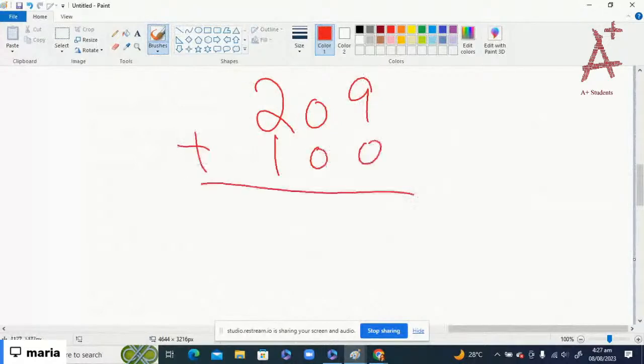Here is the second answer, 209 with 100. Okay, add it. 9 plus 0 is 0 or 9? It's 9. Here both are 0, so I'm just going to put 0. And 2 plus 1 is, 2 lines, then 1 line more. So 1, 2, and 3. It's 309.